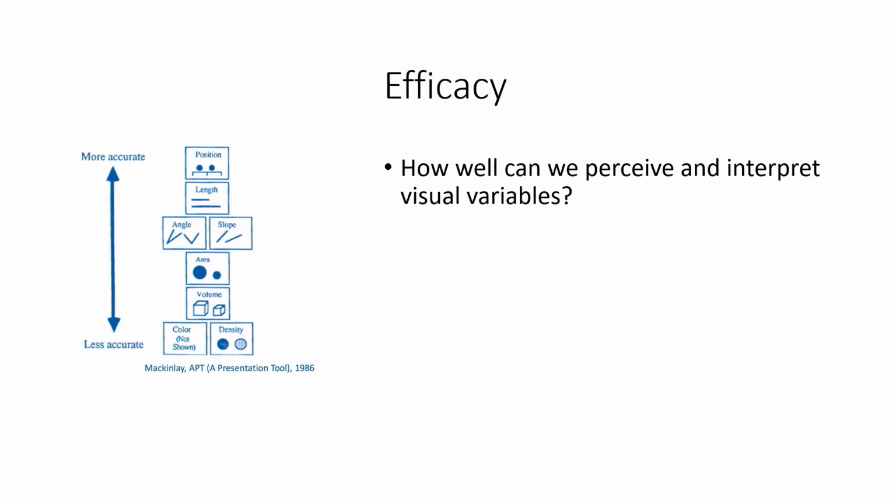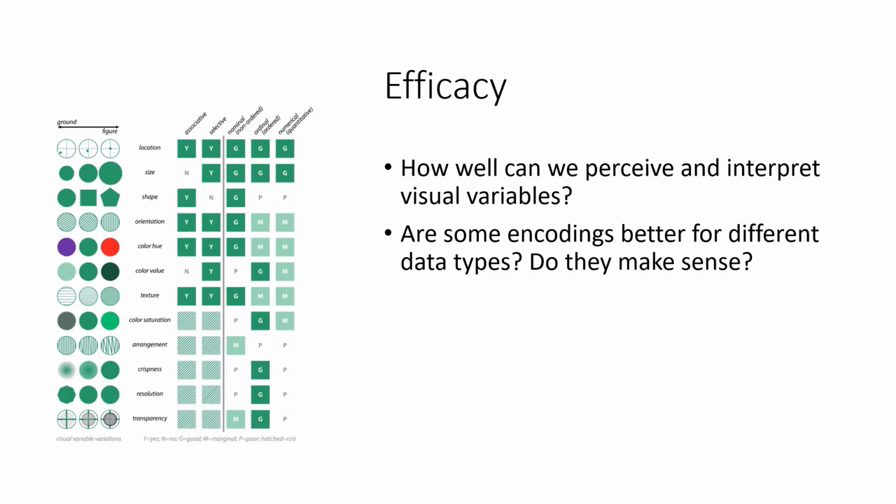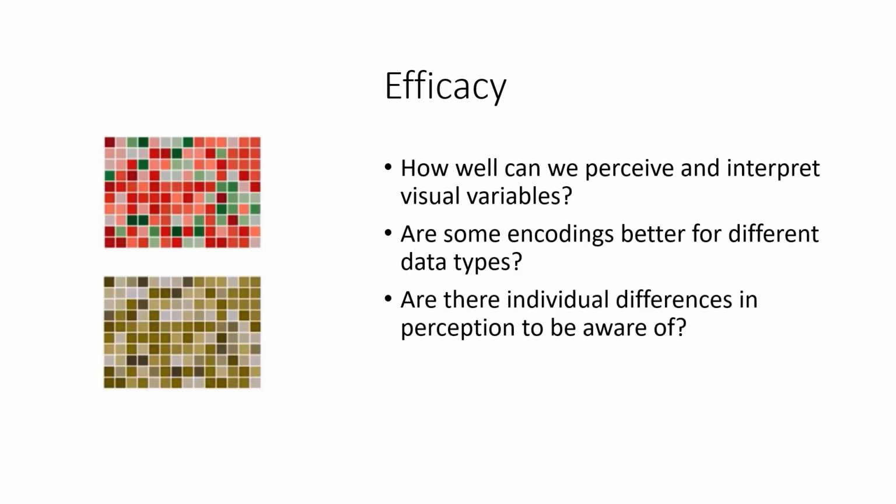So in this little graph to the left, we can see that we can perceive differences in position better than we can differences in angle or color, for example. Other things to think about are whether some encodings are better for different data types. So we know that color value is very poor for nominal data, but it's great for ordinal data, for example. You might also want to think about whether there are individual differences in perception to be aware of.